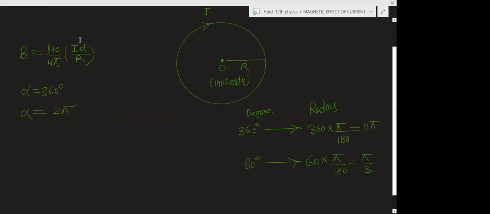And you will just put the alpha here. So your magnetic field will be mu naught divided by 4 pi, I, alpha is 2 pi, divided by r. And this 2 pi is cancelled with this. So you will get mu naught I divided by 2r. This is the magnetic field at the center of a circular coil carrying current. So this is the final answer.